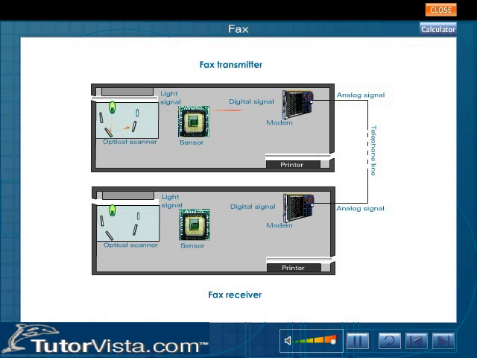The signal is then modulated onto an AC carrier electronically. In case of digital transmission, data is encoded before modulation. The modulated signal is transmitted over a telephone channel. The fax receiver performs the reverse process of the transmitter.